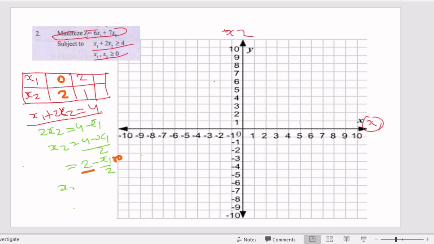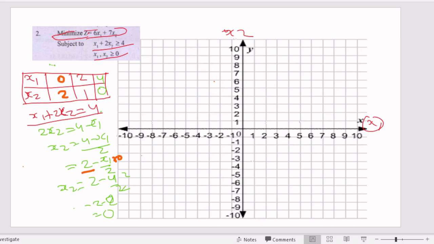Now again I'll substitute in 2 minus x1 by 2. Let's say x1 is 4 this time. So 2 2s are 4, 2 minus 2 equal to 0. So the moment x1 is 4, x2 is 0. I've got three combinations. You need to draw these combinations on the graph paper. Pull out the graph paper and plot these points.